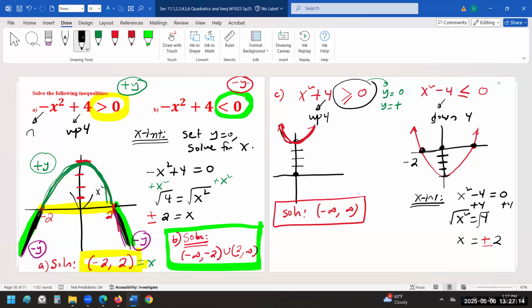-2. And how much is this x-intercept? +2. So now we have all the information we needed. So we go and see what they are asking us to find.